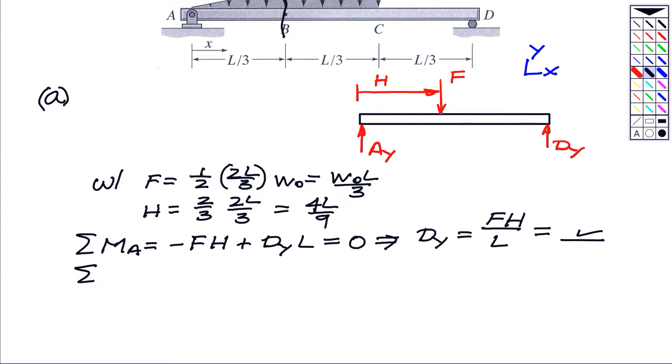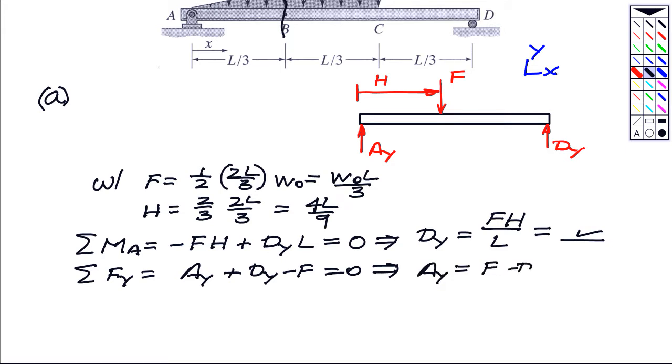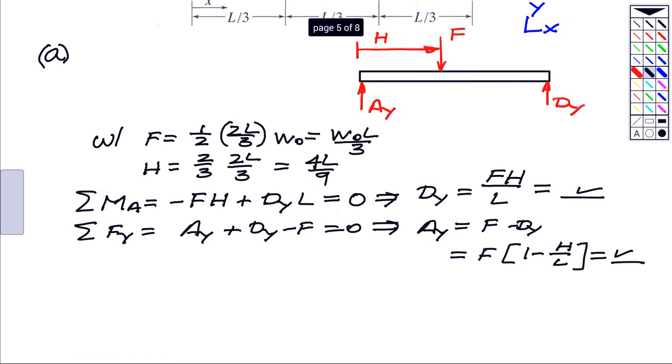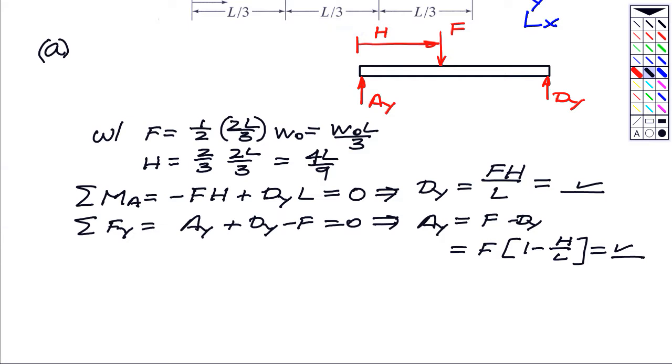Now when I sum forces in Y, the forces I have are AY plus DY minus F. That sum is 0. So AY, the reaction force at A, is equal to F minus DY. And so with the numbers we got for DY, this becomes F times the difference between 1 and H divided by L. So we have all the numbers it takes, therefore, to find AY. So this gives us the reactions that are required for us to find here in part A.